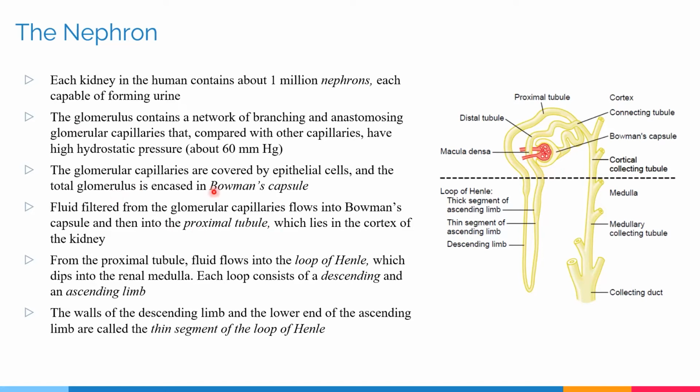The glomerular capillaries are covered by epithelial cells, and the total glomerulus is encased in the Bowman's capsule, which is this surrounding layer right here. Fluid filtered from the glomerular capillaries flows into the Bowman's capsule and then into the proximal tubule, which is this structure right here, which goes up to this position, which lies in the cortex of the kidney.